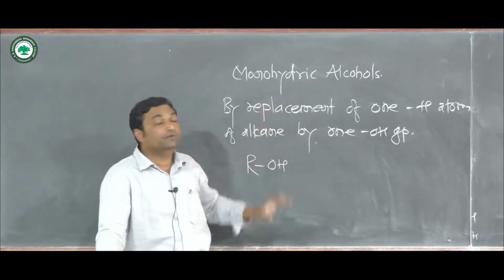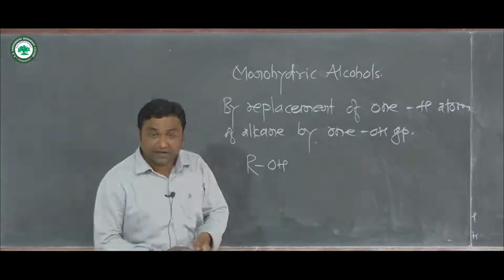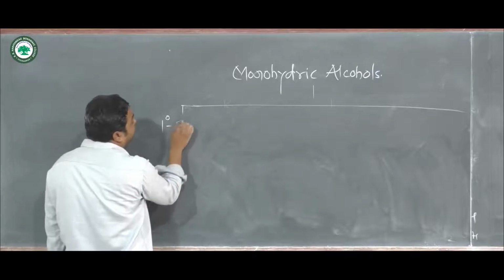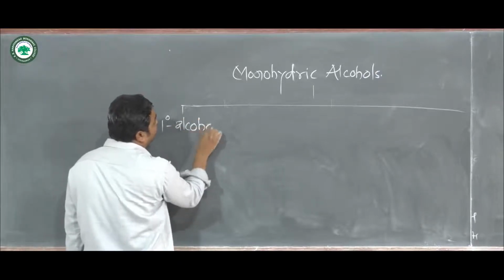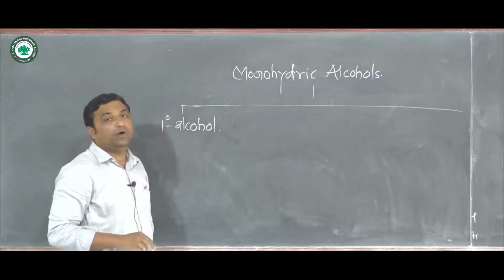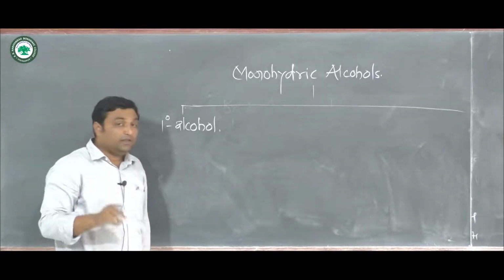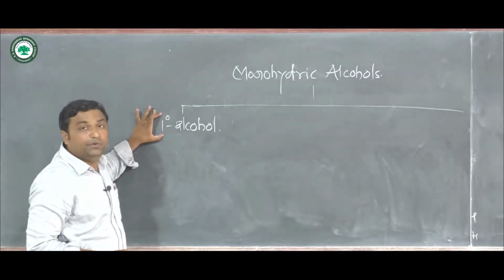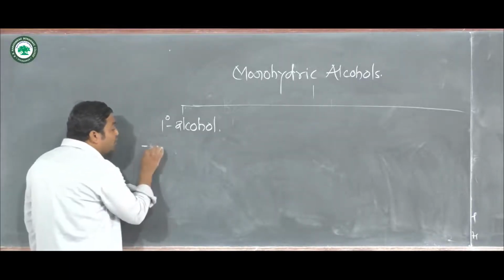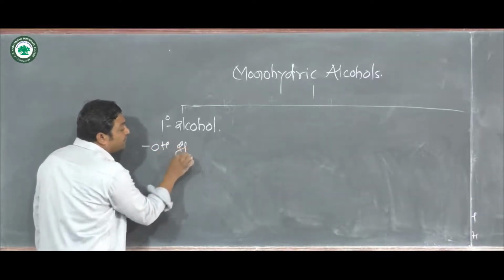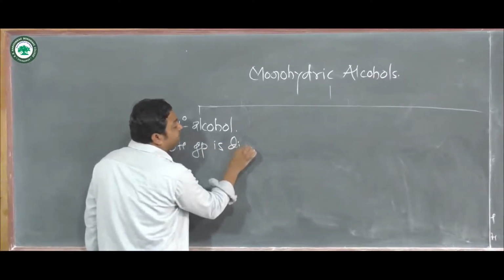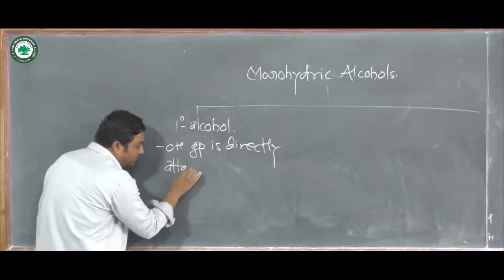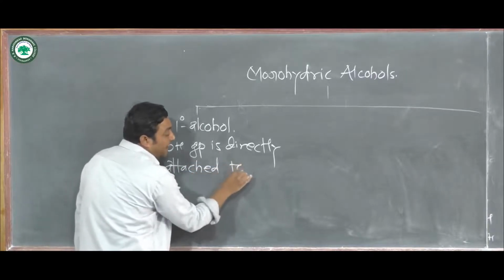These monohydric alcohols are classified into three types. The first type is primary alcohol, or primary monohydric alcohols. Now, we know that in case of primary alcohol, the OH group is directly attached to primary carbon atom.